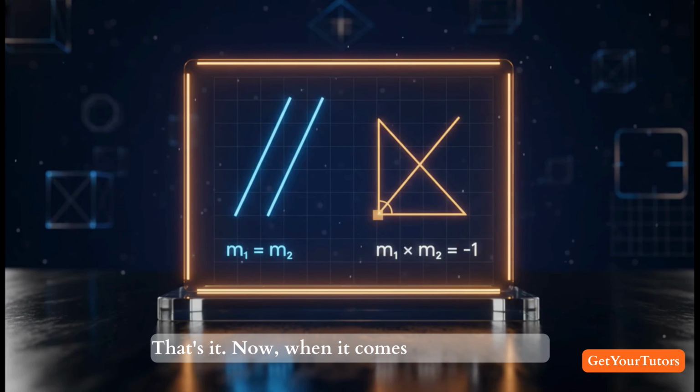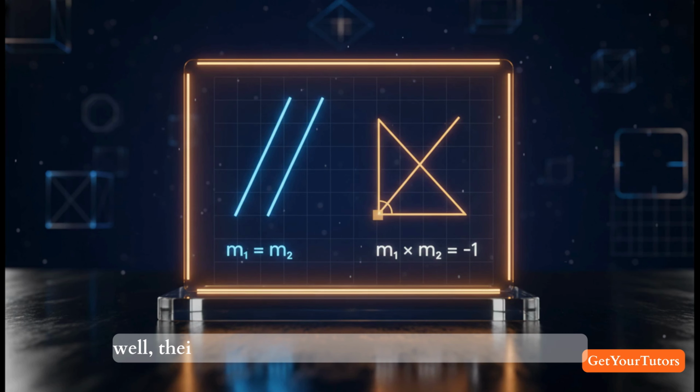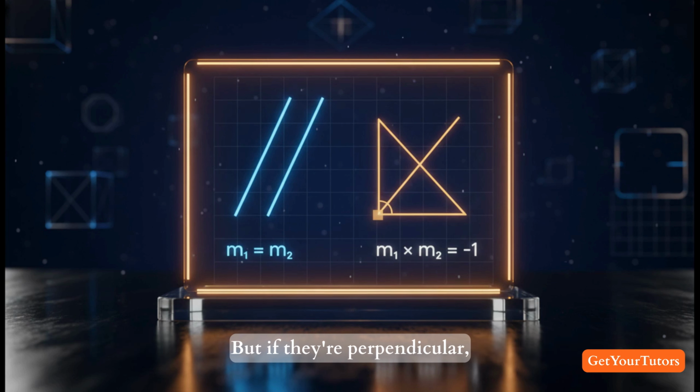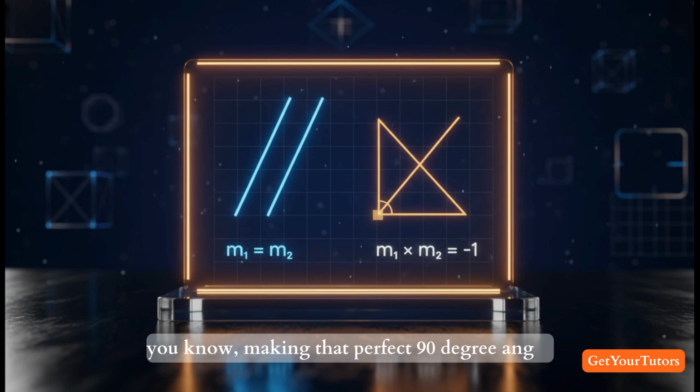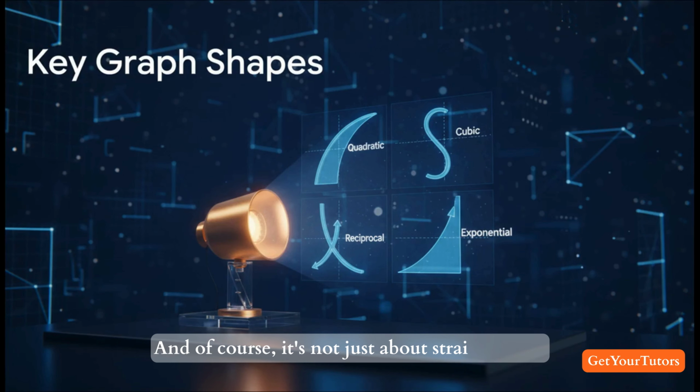That's it. Now, when it comes to straight lines, the rules for gradients are just beautifully simple. If two lines are parallel, well, their slopes are exactly the same. They're identical. But if they're perpendicular, making that perfect 90-degree angle, their gradients have this really neat trick. You multiply them together and they always equal -1. Simple, but super powerful.